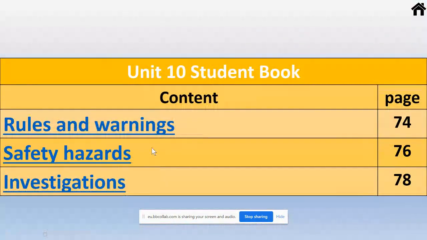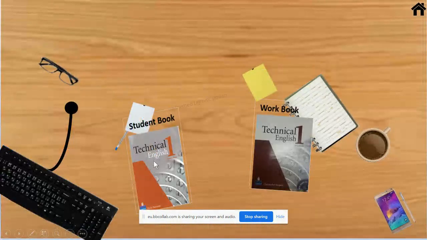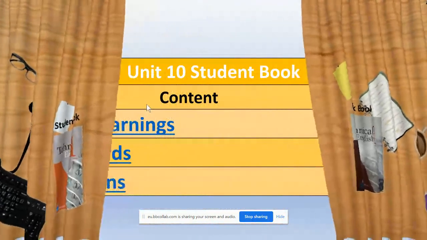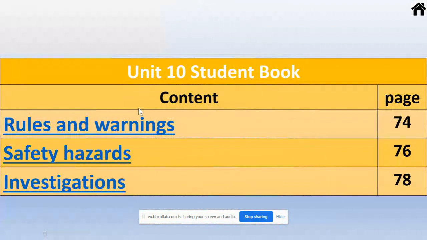Okay, so we are opening now the student book. So unit 10, it has 3 lessons: rules and warnings, safety hazards, investigations. So we will start the first lesson, rules and warnings. This is page 74.